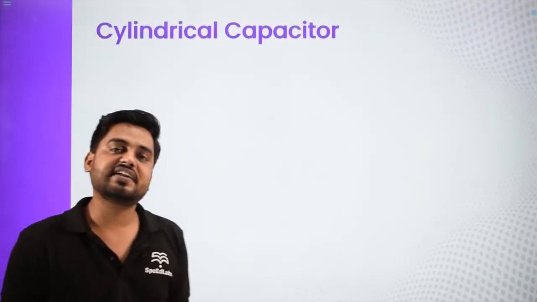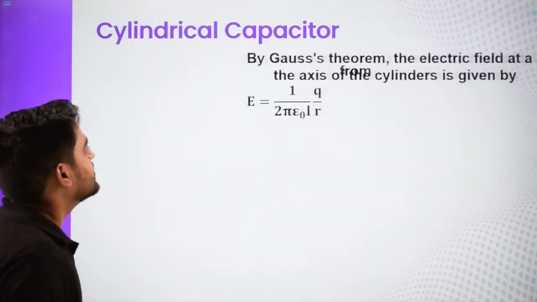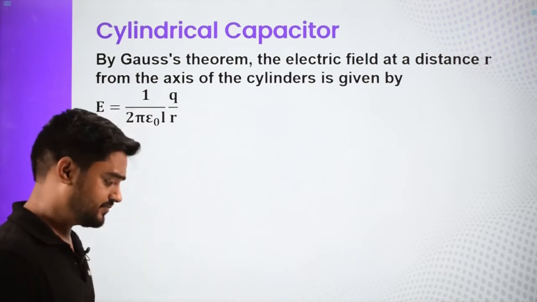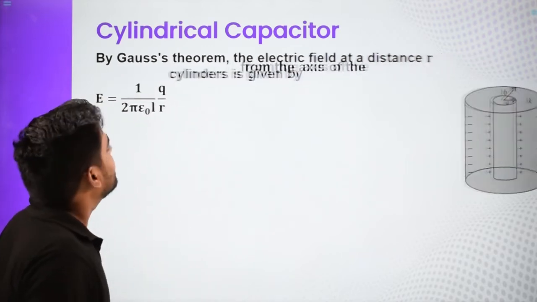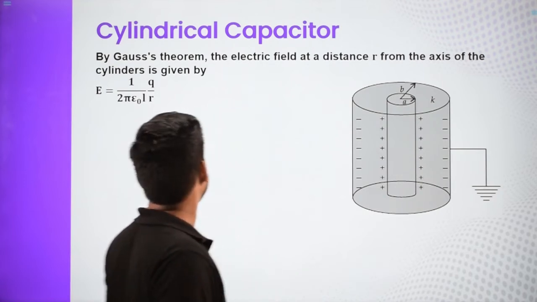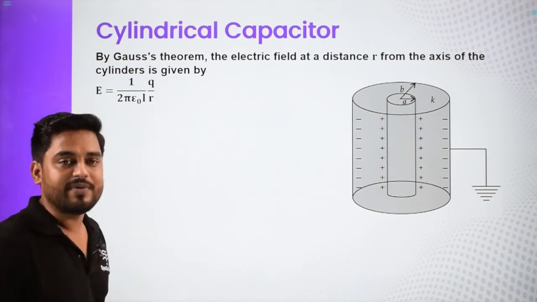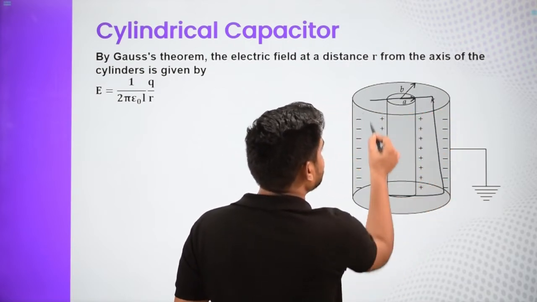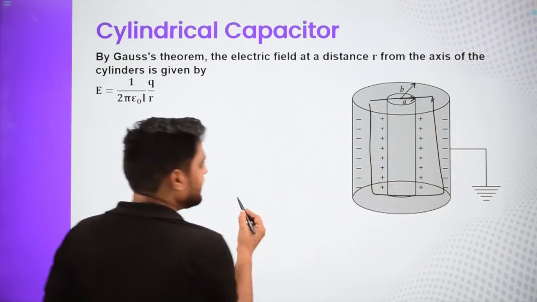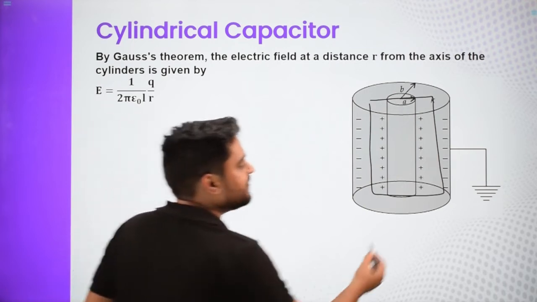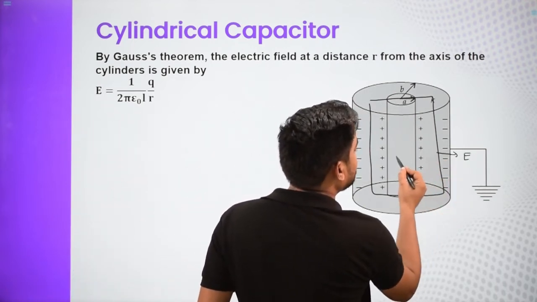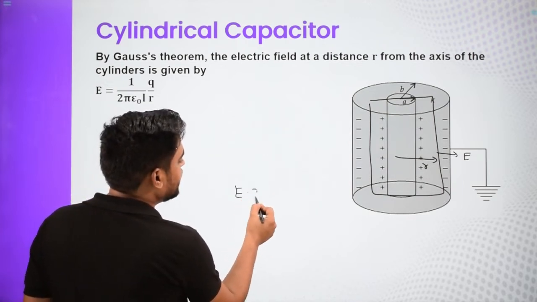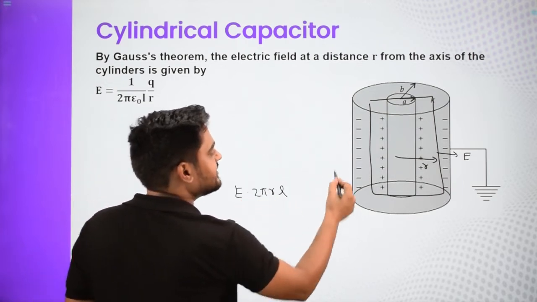Next is the cylindrical capacitor. By Gauss's theorem, the electric field at a distance r from the axis of the cylinder is given by this electric field. So basically I used Gauss law. I assumed a Gaussian surface, which is also a cylinder, and then I can simply write the flux through that. If E is the electric field at distance r, then the flux is E into 2 pi RL, where the length is, let's say, L.